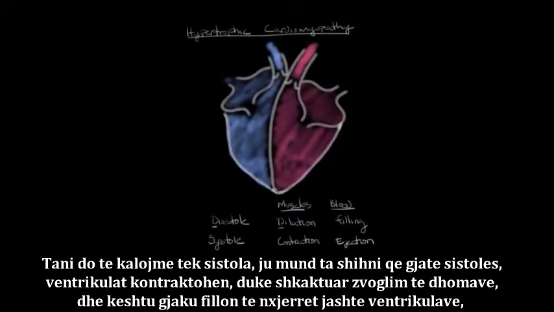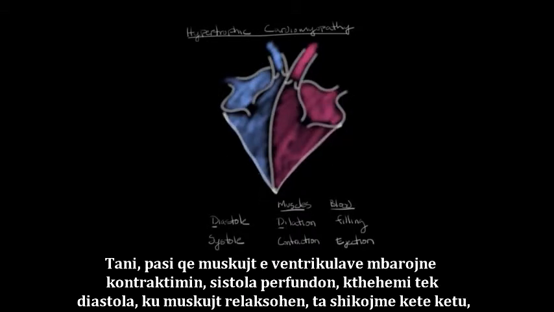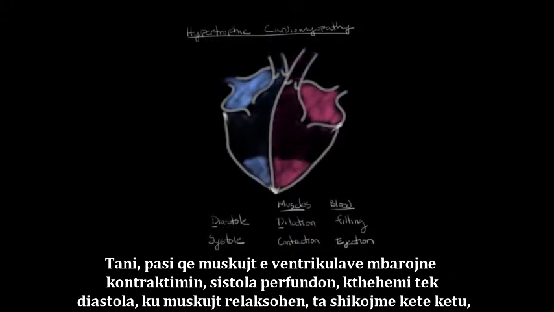So you can see that during systole, the muscles of the ventricles are contracting, causing the chambers to get smaller, and blood is starting to be ejected out of the ventricles. And you can also notice that during this phase, I'll go back one step here, the atria are also filling with blood. Now, as the muscles of the ventricles finish contracting and systole ends, we return to diastole where these muscles relax. So let's see that here.